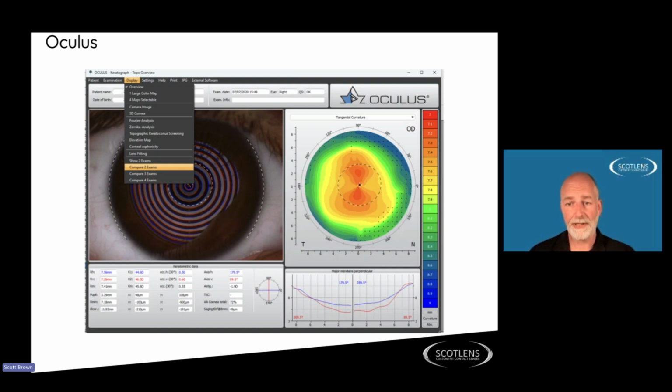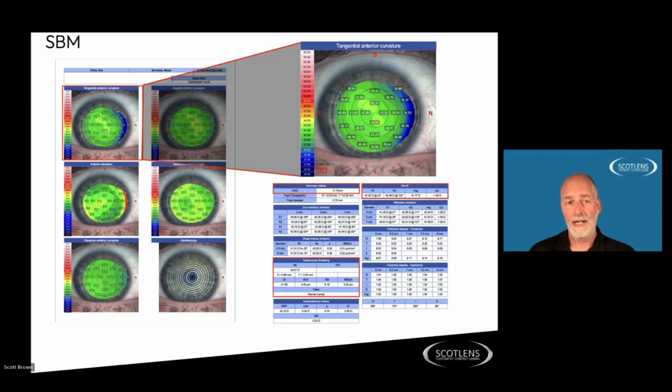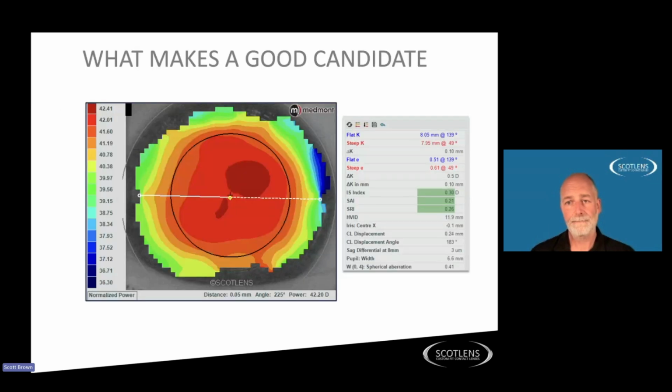The Oculus does very similar. You can see that we've got this figure of 8 pattern with the Oculus. This is the SBM, and again, there's lots of different maps there, but we're really just interested in this case in the tangential, and then we'll look at axial afterwards.